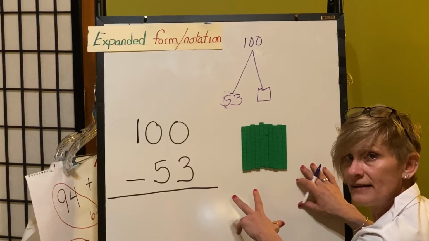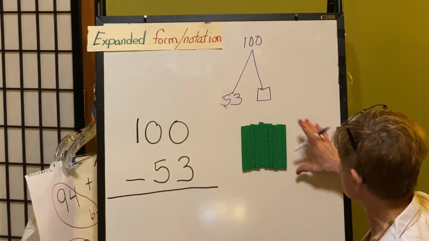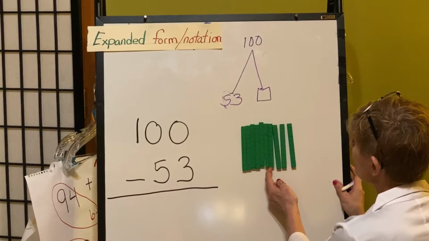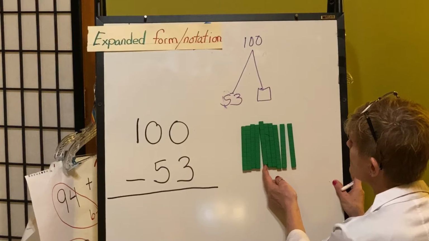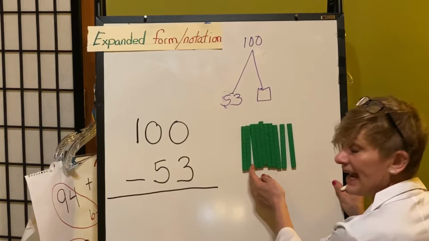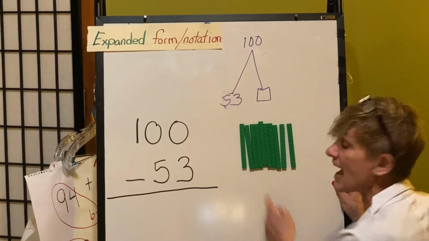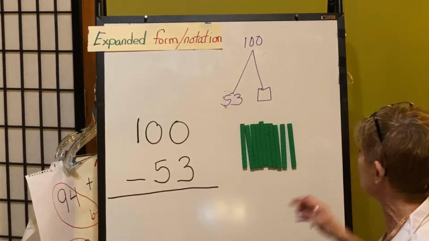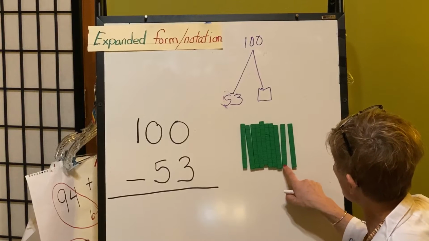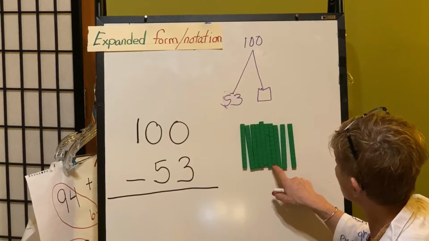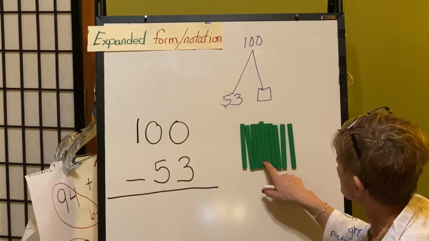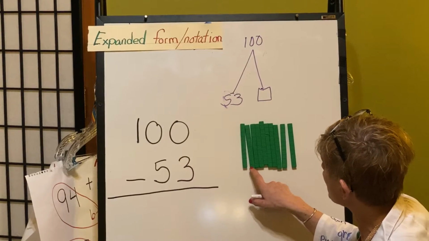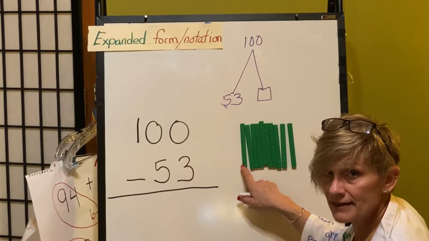Let's count that. Let's first count the tens. 1, 2, 3, 4, 5, 6, 7, 8, 9, and 10. I have 10 tens. Let's count that by 10. 10, 20, 30, 40, 50, 60, 70, 80, 90, 100.